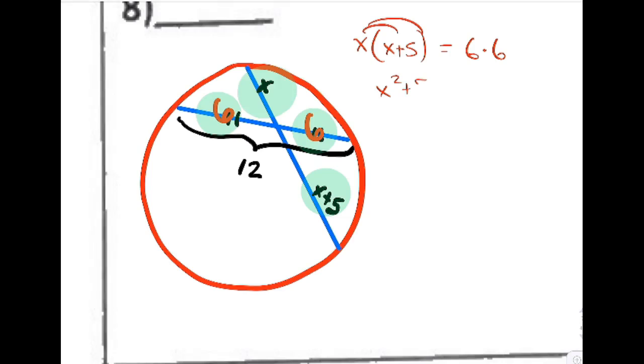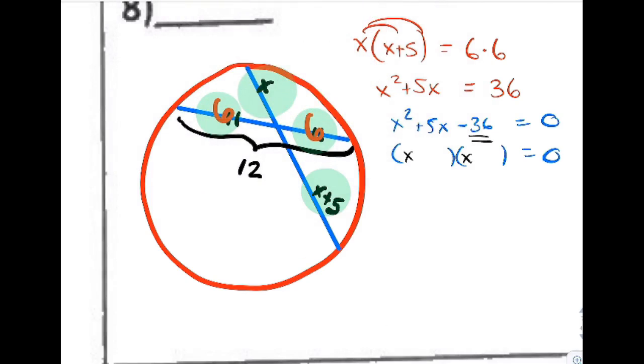When you distribute, you get a quadratic on that side and 36. Now this rarely happens, but we did spend time doing it earlier in the year. When it's a quadratic, you have to get it set equal to 0. So I am subtracting the 36 over, making it equal to 0. Then I'm going to factor it. What are factors of 36 that add or subtract to 5? It's not 12 and 3, because they don't subtract or add to 5. It's not 6 times 6, they don't add or subtract to 5. But 9 times 4 multiply to 36, and 9 minus 4 is 5.